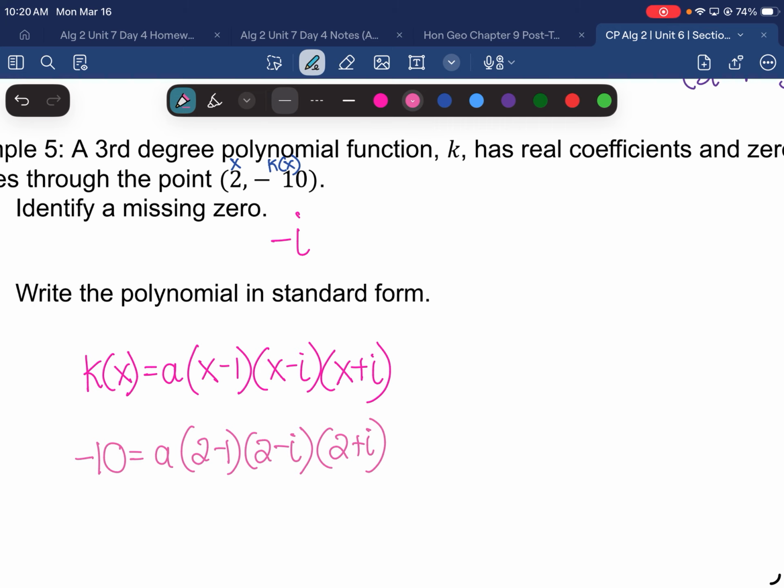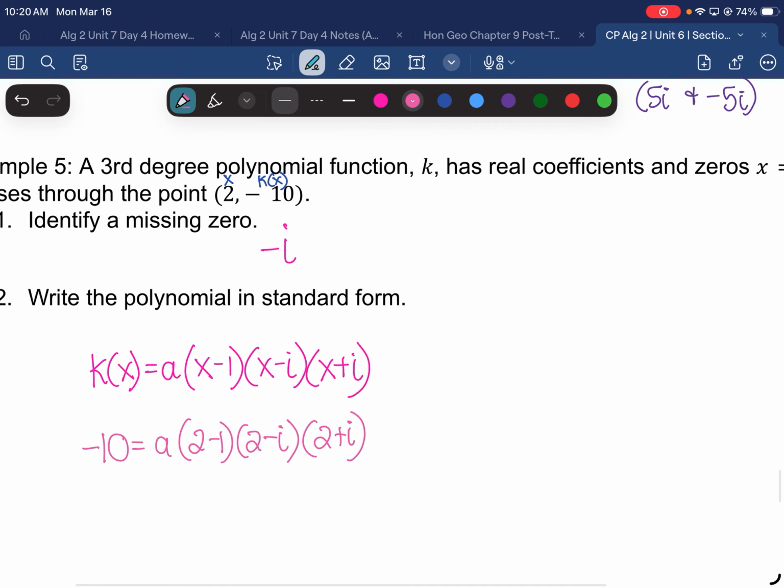Where do we put the third degree? Or is that just saying? So the third degree means at the end, you should see a highest exponent of 3. You don't have to put that in right now. What that tells you is you've got 3 zeros. 1, 2, 3. You should see 3 x's in factored form. And then at the end, you should see x to the third.